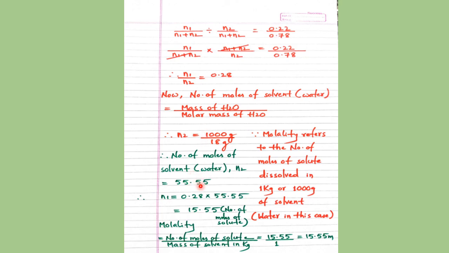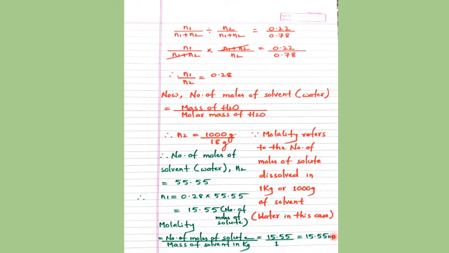Now what is the molality? Molality equals the number of moles of solute by the mass of solvent in kilogram. Here which is the solute? The one with the lesser quantity, that is 15.55. That is the solute. So the number of moles by the mass of solvent in kilogram, which is 1 kilogram. So this is the answer: molality of the solute, HCl, equals 15.55 small m.